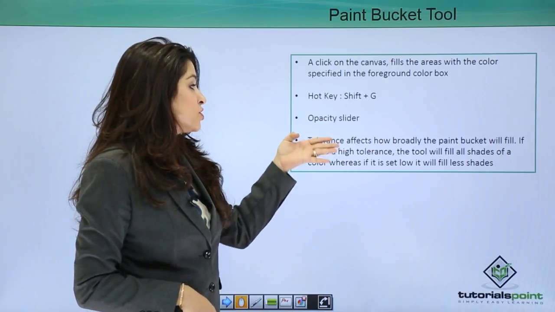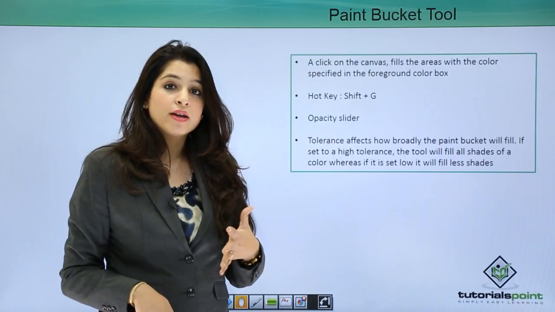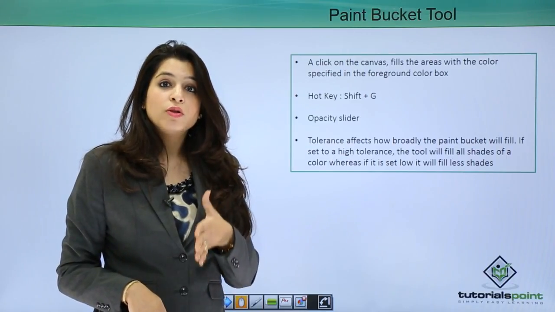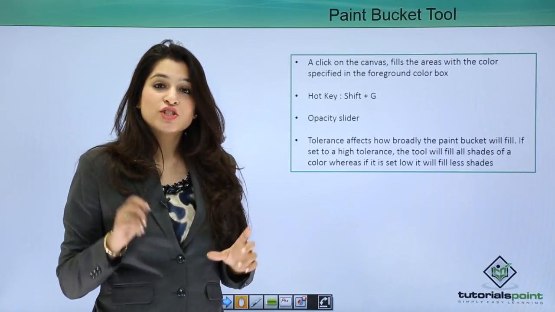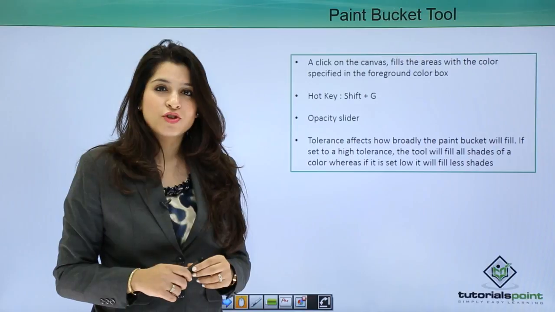Also, we can change the tolerance. So basically, if the tolerance is high, it will be a darker shade, and if the tolerance is low, you will fill with a lighter shade. So let's go ahead and try this paint bucket tool in Photoshop.